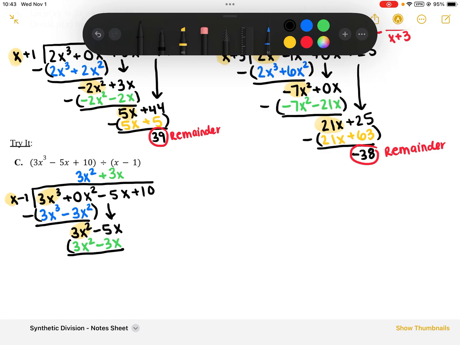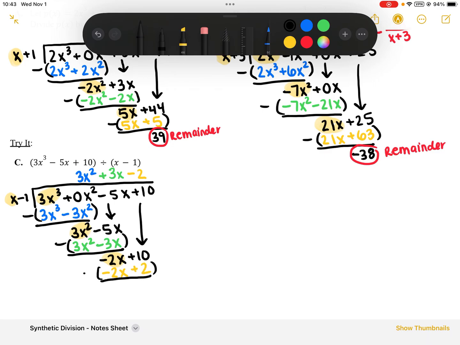And now I subtract. When I subtract, I am going to get a negative 2x. Bring down my next number, so I have plus 10. And now I have to figure out what's missing. So what do I multiply x by to get negative 2x? I need to multiply by negative 2. Negative 2 times x gives me negative 2x. Negative 2 times negative 1 gives me a positive 2.